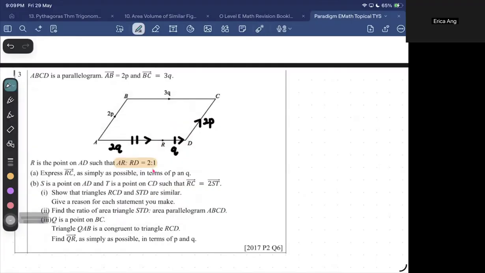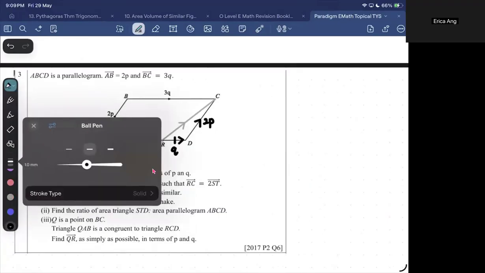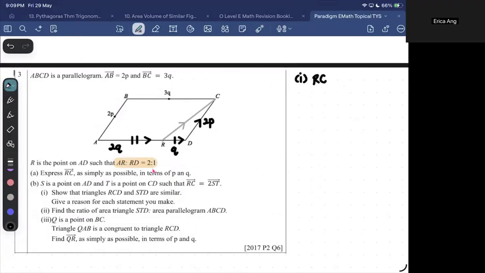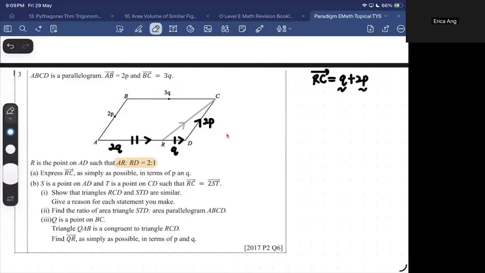Okay, so now they want us to find RC. I'm going to just join it. So RC is here. I think RC is quite manageable for me since I already labeled everything nicely. So this is part I. My RC is RD, which is Q, then plus 2P. Is this only worth 1 mark? I believe so. Quite straightforward. Oh wait, this is part A, sorry. So this is part A. So now we have part B.